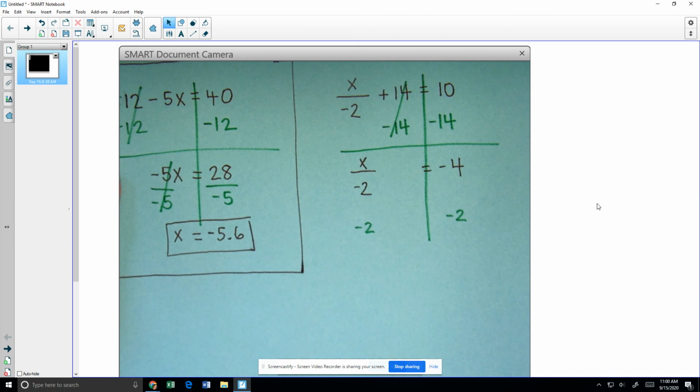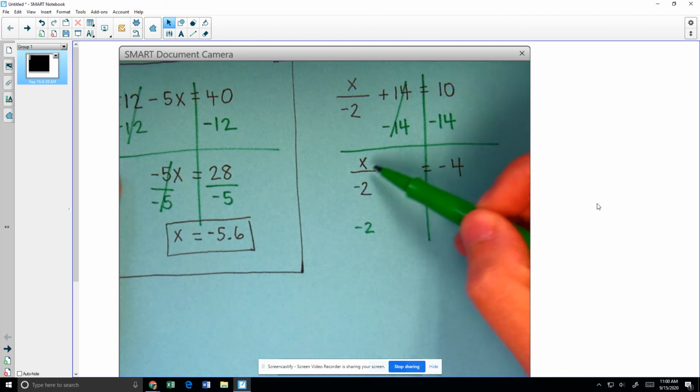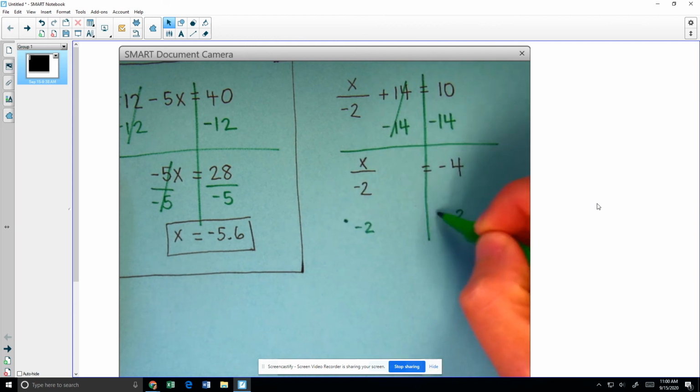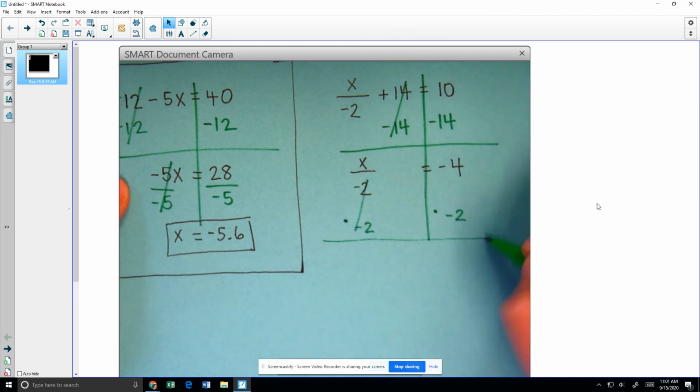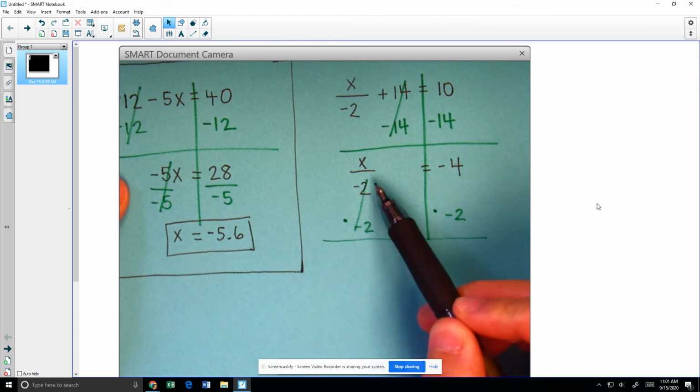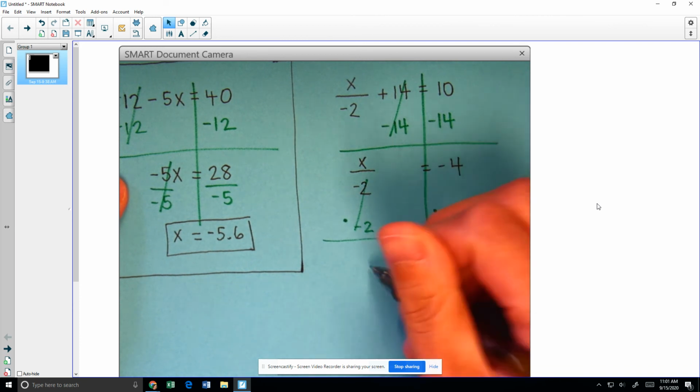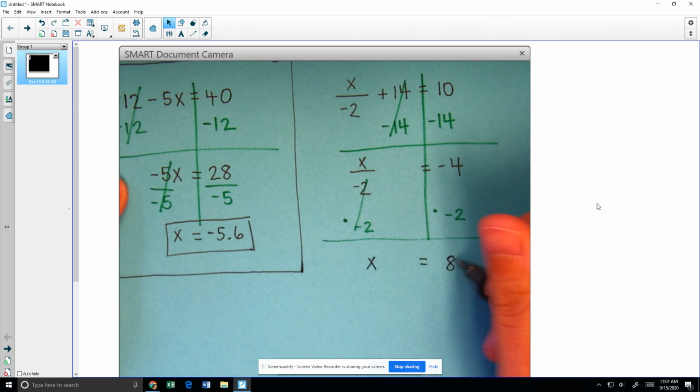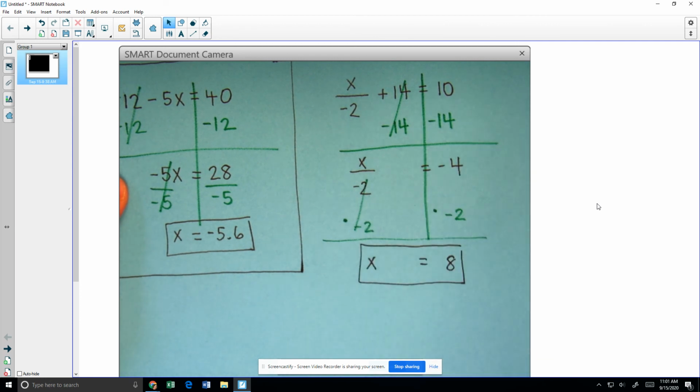Does anyone think they know what to do instead? Sydney, go. Multiply. Because look, it's x divided by -2. What's opposite of divide? Multiply. So please don't be tricked. Don't think that you're just doing the same thing over and over and over. You're not a robot, okay? So just look at the problem. Opposite of divide is multiply. That's why I'm multiplying it by -2, which gives me +8.